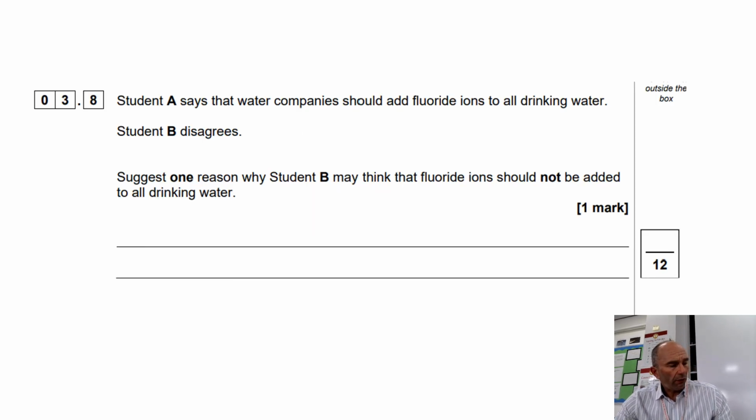And then question 3.8, student A says that water companies should add fluoride ions to all drinking water. Student B disagrees. So we've got to suggest one reason why student B may think that fluoride ions should not be added to all drinking water. Now, if you look at the data, it does seem to suggest it's a good idea to add fluoride, but one of the things it doesn't talk about is that adding fluoride ions could be a risk to health. It doesn't look into any kind of side effects, apart from the fact that there's less tooth decay.